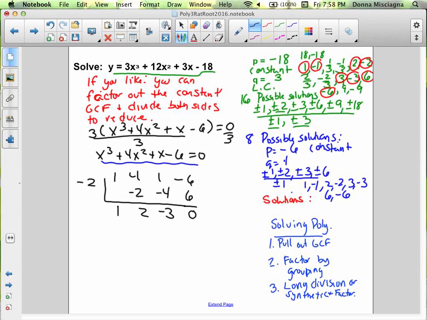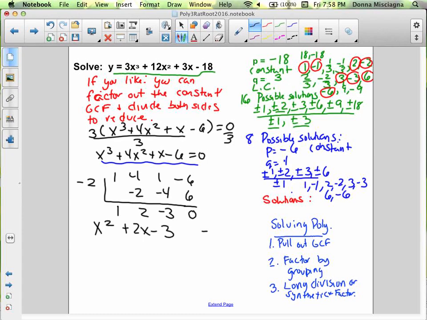I was thinking 1's too small. I'm never going to end up with 6 at the end. And I have a lot of positives, and I want to get some negatives in there. Hopefully that'll counterbalance that, because I'll now have a negative times a negative. And it worked out. All right, so good choice on my part. So now we can just factor the rest. All right, so we have x squared plus 2x minus 3.